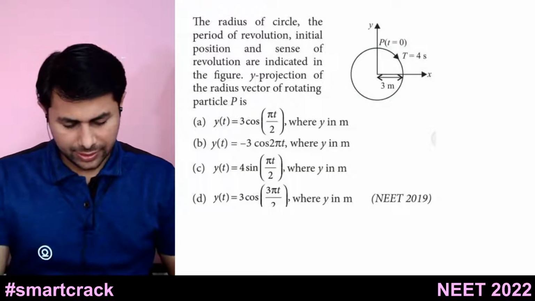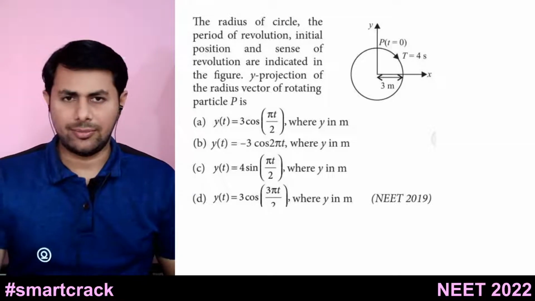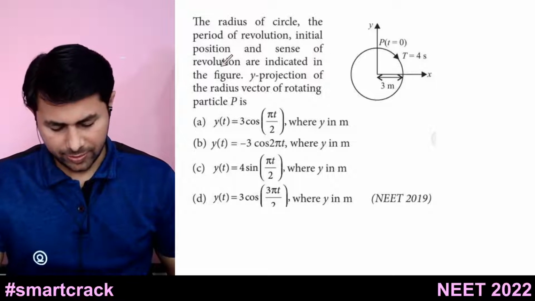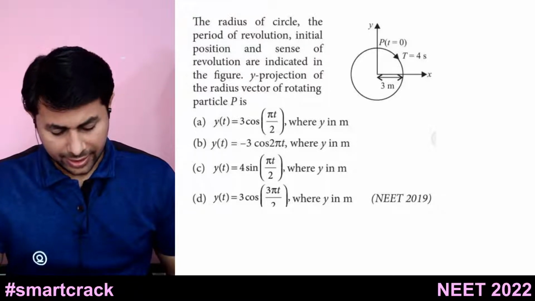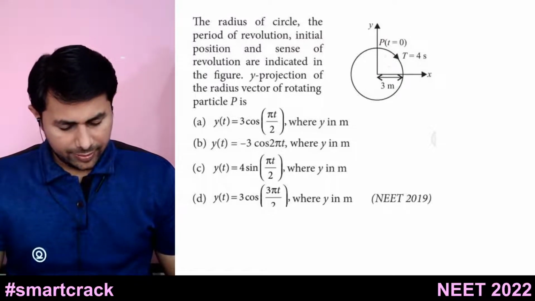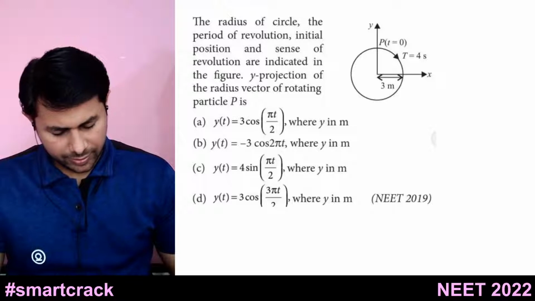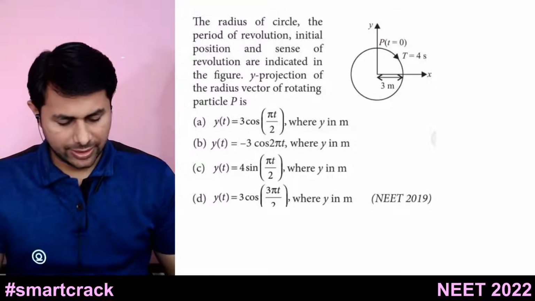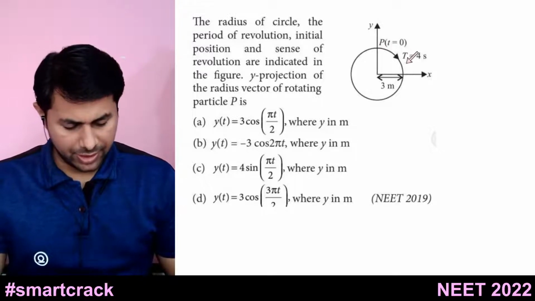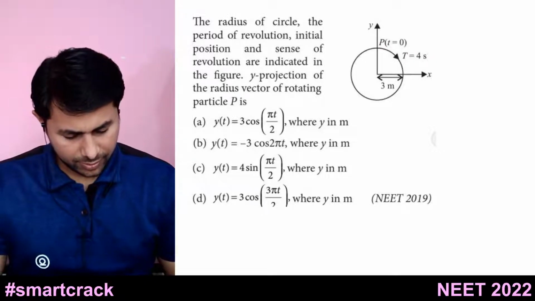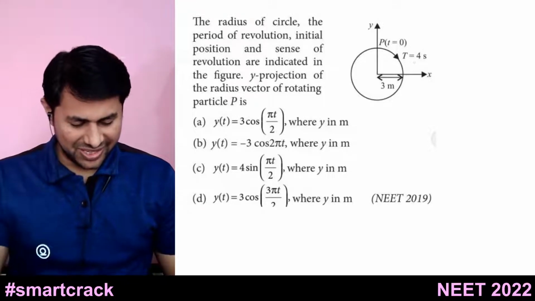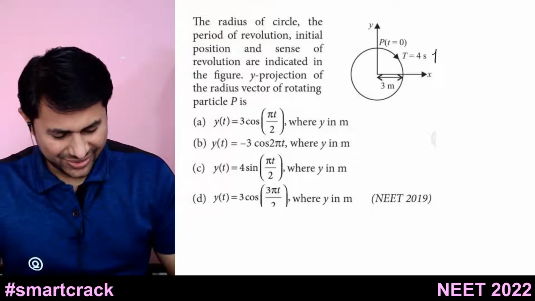The next problem: the radius of a circle, the period of revolution, initial position, and sense of revolution are indicated in the figure. The radius of the circle is 3 meters. It is revolving in anticlockwise sense. At t equals 0 it is at this point, and the period, capital T, equals 4.